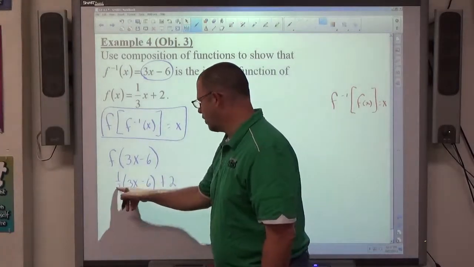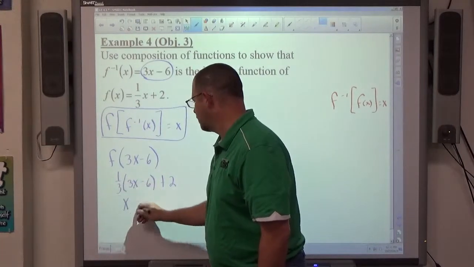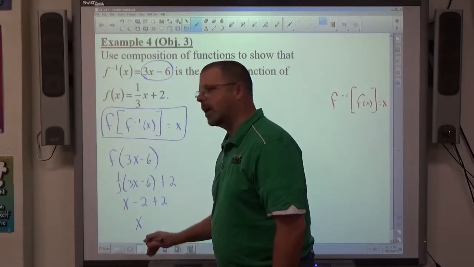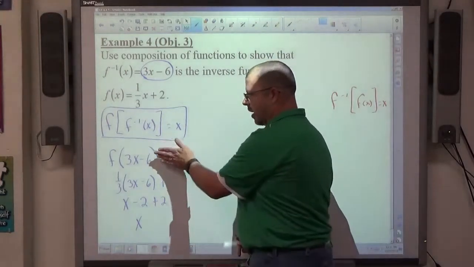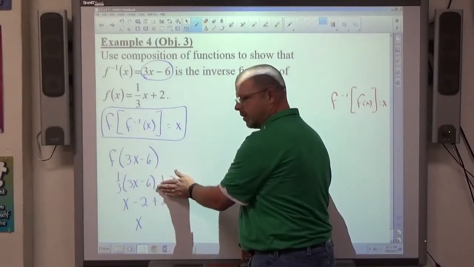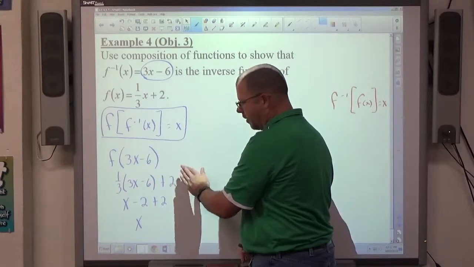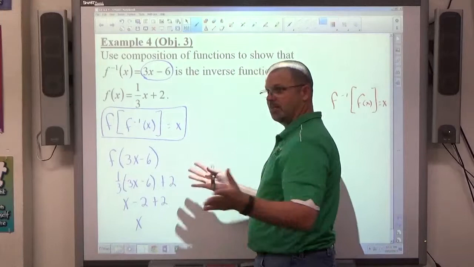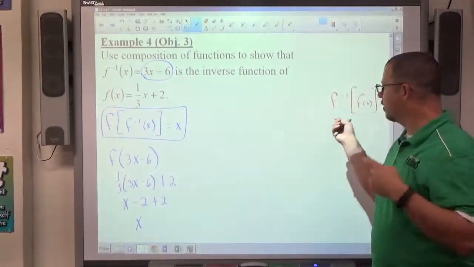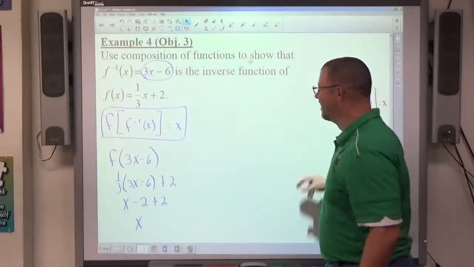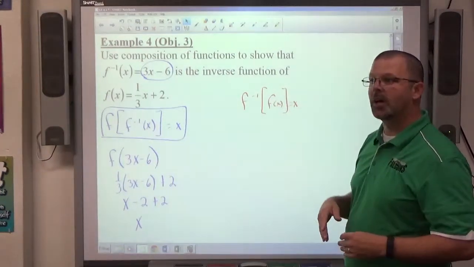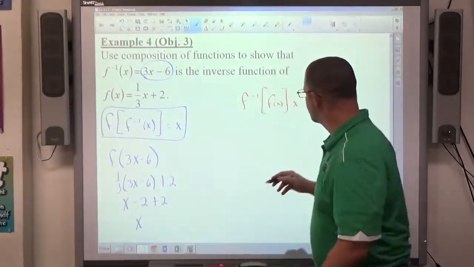Distribute the 1/3 through: 1/3 times 3x makes x. 1/3 times minus 6 makes minus 2. x minus 2 plus 2 equals x. So I got f of f inverse of x written there. I established what it equals. I substitute properly. I simplify as much as possible. I got a remainder of x. That's what we're looking for. And if we get that, we move on to this one. If we don't get that, we're done. But again, we should expect them to work. So if you don't get that, probably messed up. So just look through your work and be careful of that.